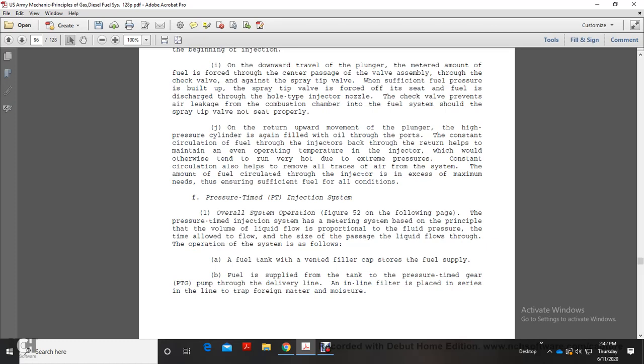Constant circulation helps to remove all traces of air from the system. The amount of fuel circulated through the injector is in excess of the maximum needed, which ensures sufficient fuel for all conditions.